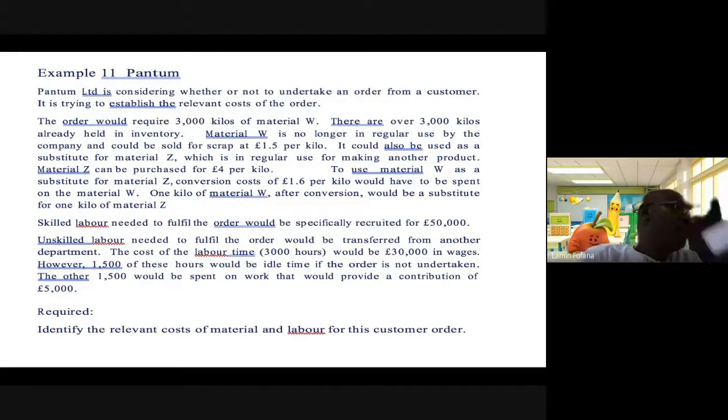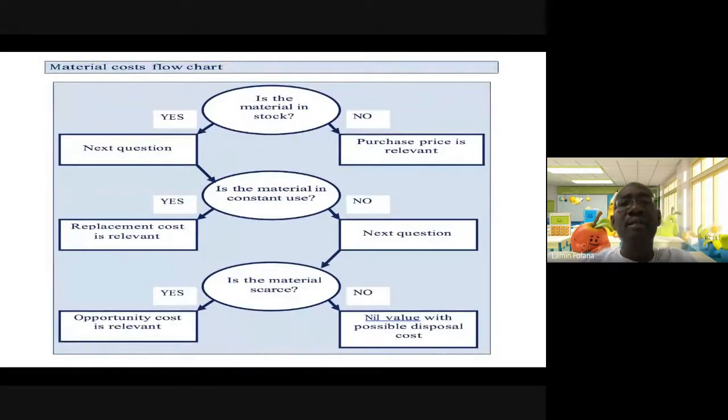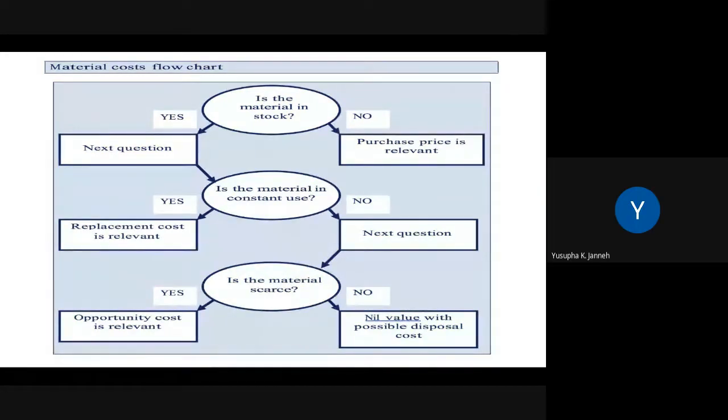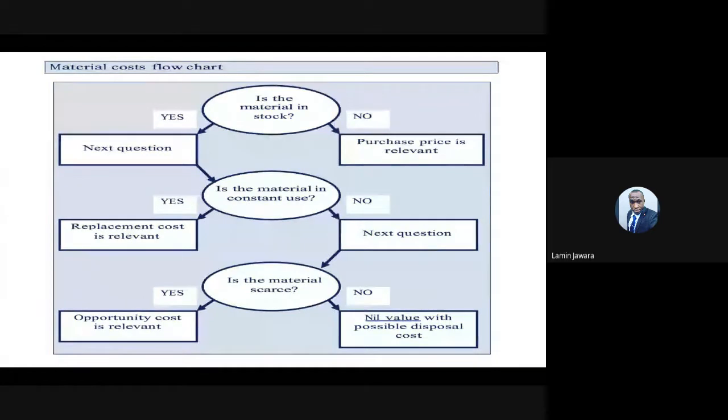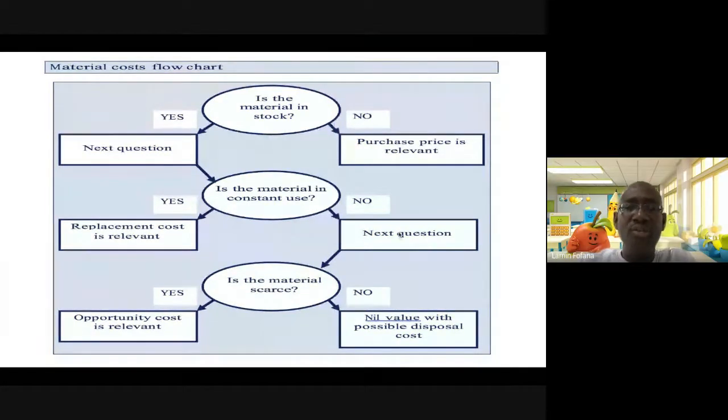Okay, before we go to the skill, let's look at the materials. Now, let's go back to our flow chart. In this question, is the material in stock? Yes, the material is in stock. Okay, good. Is the material in constant use? Maybe they may not specifically say it, but you will be able to know from what they're saying whether the material is in constant use. No, it's not in regular use. Okay, they mentioned it in the question that it's not in regular use.